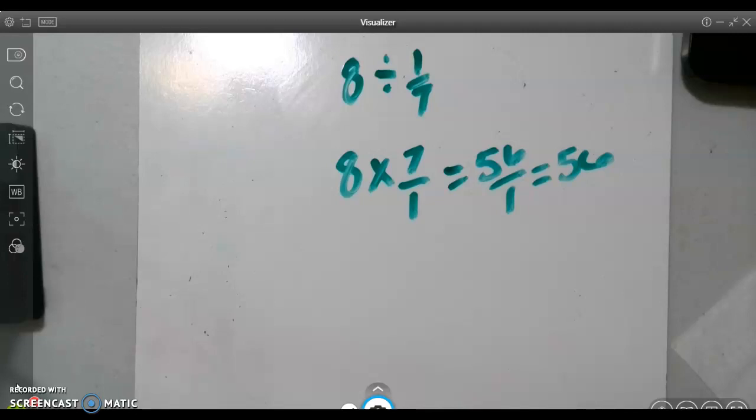So remember, when you're dividing, it's keep the first number, change division to multiplication, and then flip the last number. Keep, change, flip when dividing fractions.